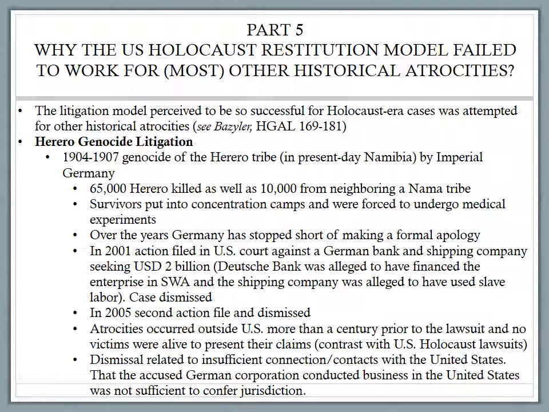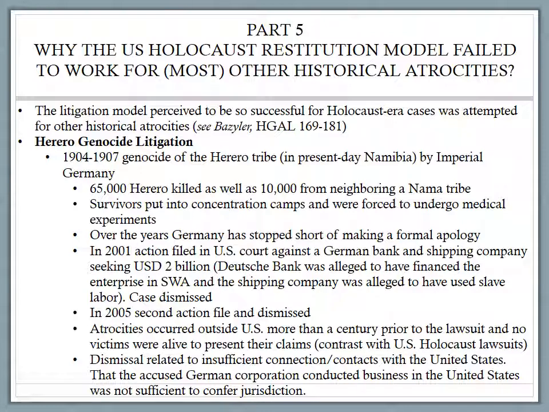I'd like to conclude today by looking in part 5 at why the U.S. Holocaust restitution model, the four-legged stool, the access to U.S. courts that Basler described, failed to work for most other historical atrocities. So in this section, we're looking at the framework that was built or attempted for Holocaust restitution in the U.S. and seeing how it applied or was attempted to be applied to other historical atrocities. The first one that Basler looks at in his book is the Herero genocide litigation.